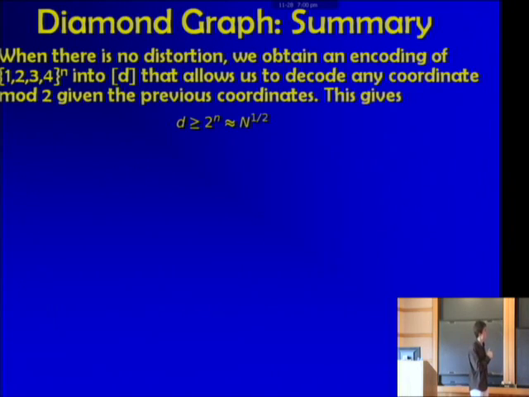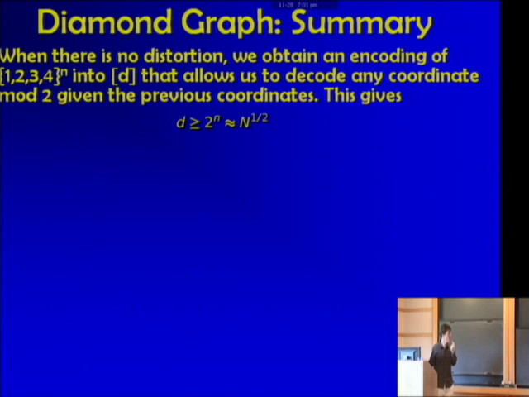So when there's no distortion, we obtain an encoding of {0,1,3,4}^n into some universe of size d that allows us to decode any coordinate mod 2 given all the previous digits. Which gives us that d has to be at least 2^n, which is essentially the square root of the number of vertices. Because if you recall, there are 4^n vertices in this recursive diamond graph. So when there's no distortion, we obtain a lower bound of square root of the number of vertices on the dimension.